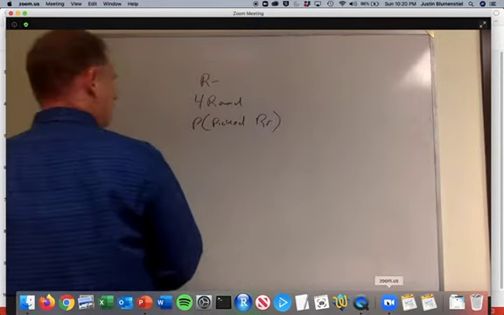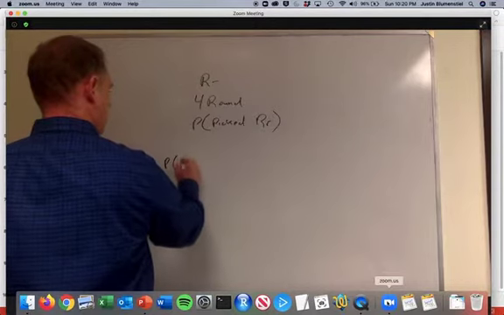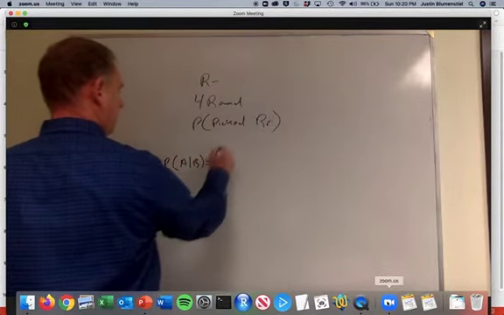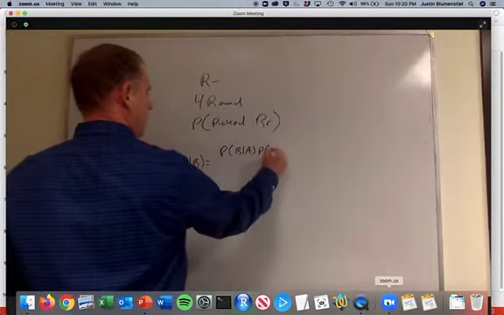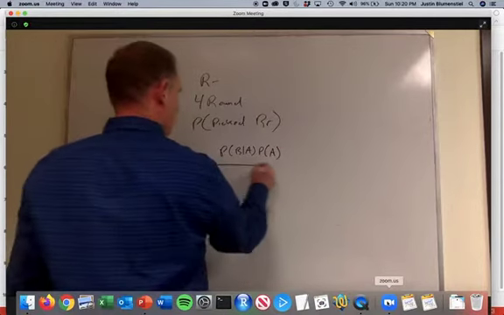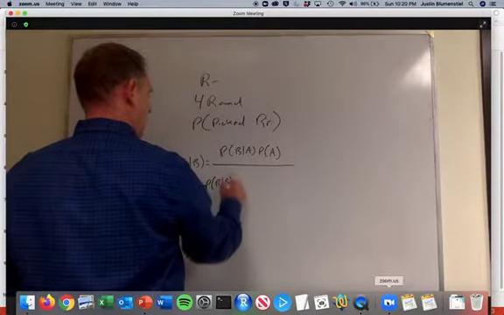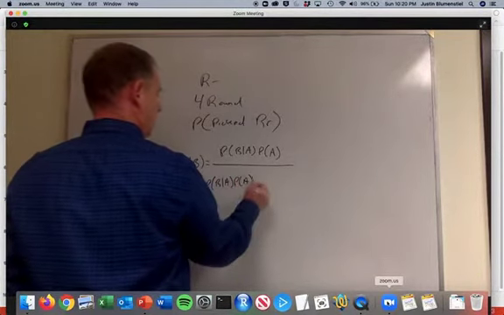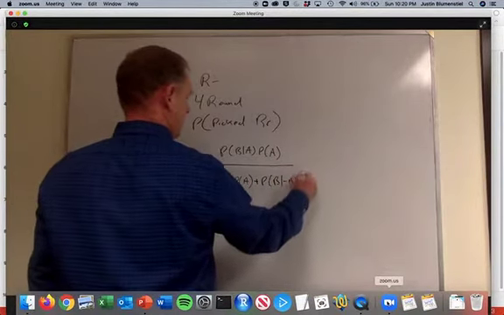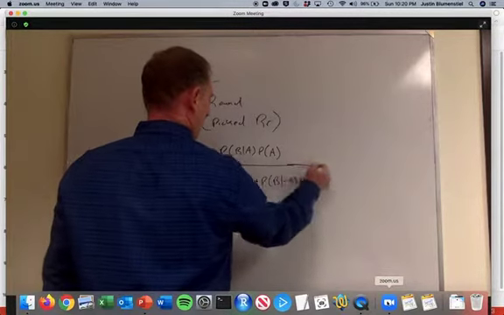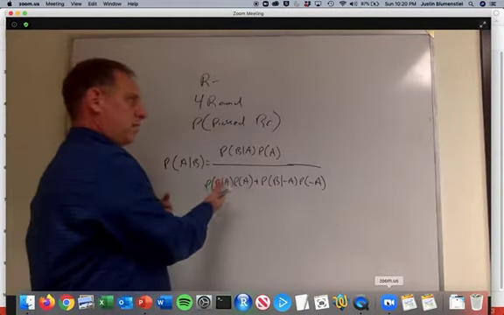Okay, just a reminder, Bayes' rule is the probability of A given B equals the probability of B given A times the probability of A, all over the probability of B given A times the probability of A, plus the probability of B given not A times the probability of not A. Okay, so how do we put this into the framework? So that's Bayes' theorem right there.